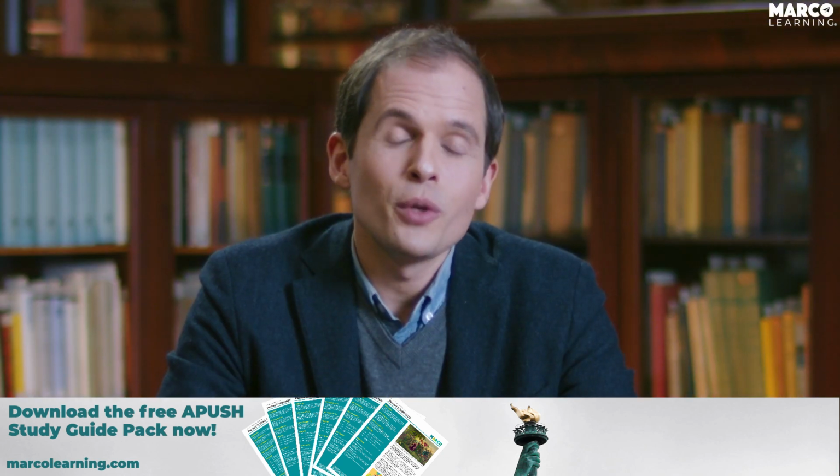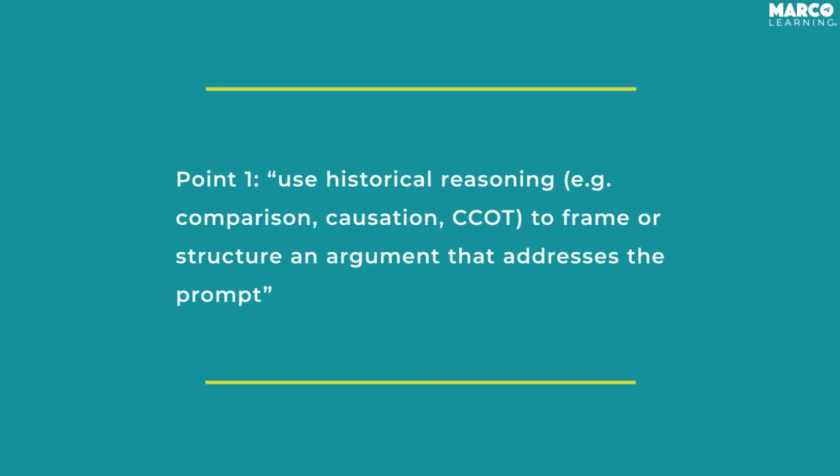Just like the DBQ, you can earn 2 points for analysis and reasoning. The first point is for using historical reasoning to back up your argument. And the second is to demonstrate a complex understanding of the topic. If you do both of those, you get both points. Let's talk about this first point. The first point is described in the rubric in this way. It says, uses historical reasoning, e.g. comparison, causation, CCOT, which is continuity versus change over time, to frame or structure an argument that addresses the prompt.